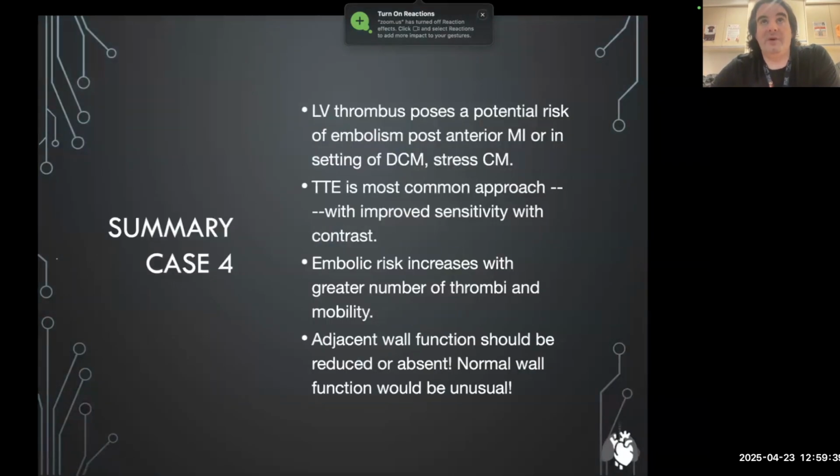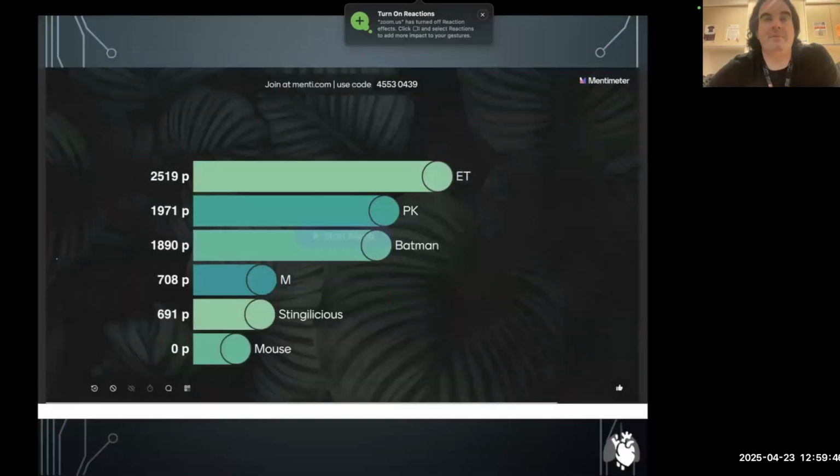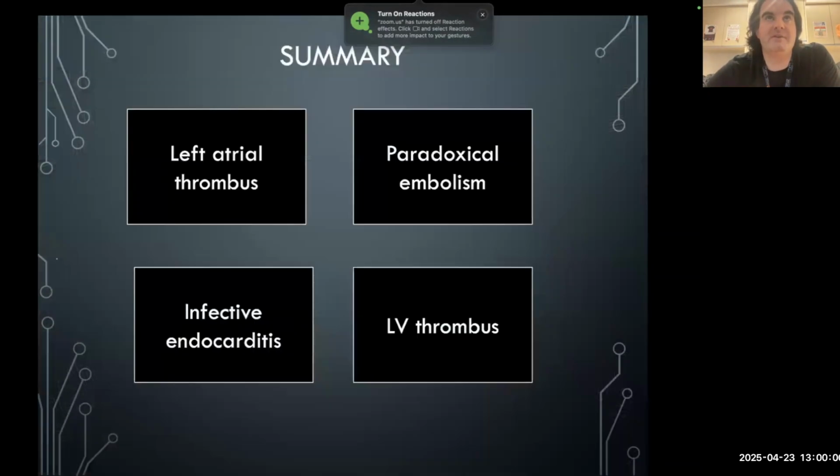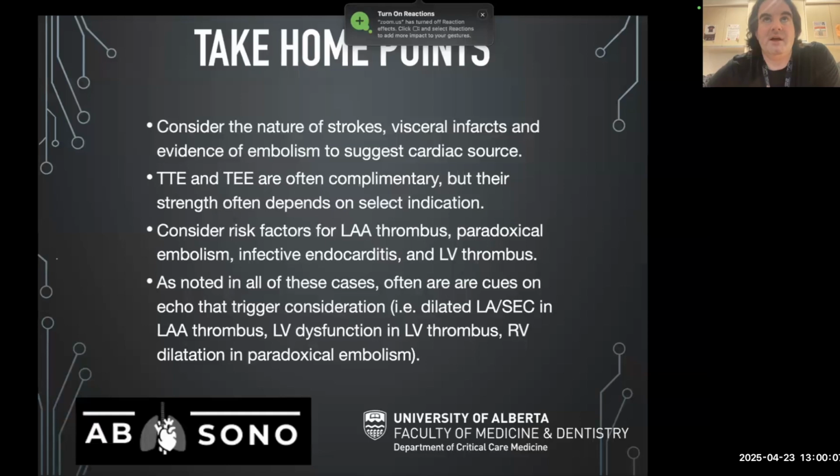So that case was about LV thrombus and the risk factors, detection, for example more advanced techniques, and what increases the risk of embolus. We talked about key manifestations of cardiac embolism, cardiac etiologies and echo features which increase the risk. We covered left atrial thrombus, paradoxical embolism, infective endocarditis, and LV thrombus. And we talked about what kind of manifestations will suggest that there is a cardiac source of embolism. We talked about the strengths of TTE and TEE as being complementary, but some having more select indications.